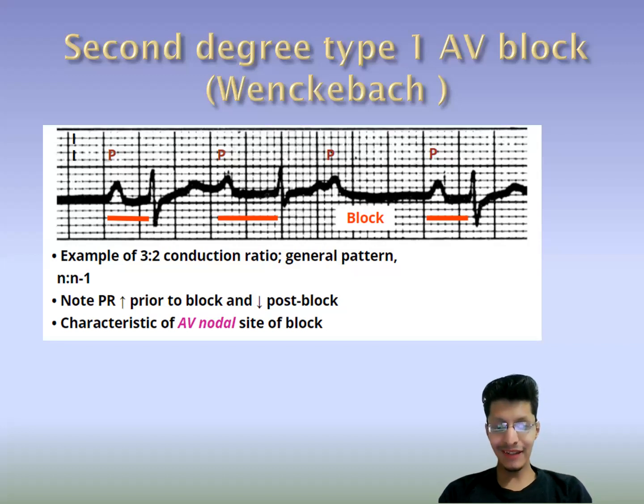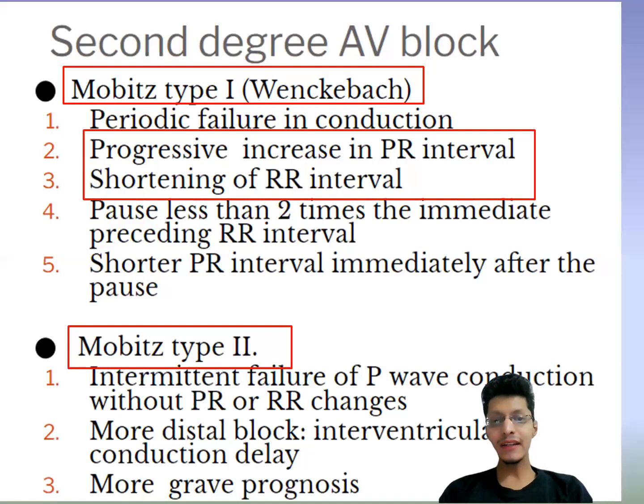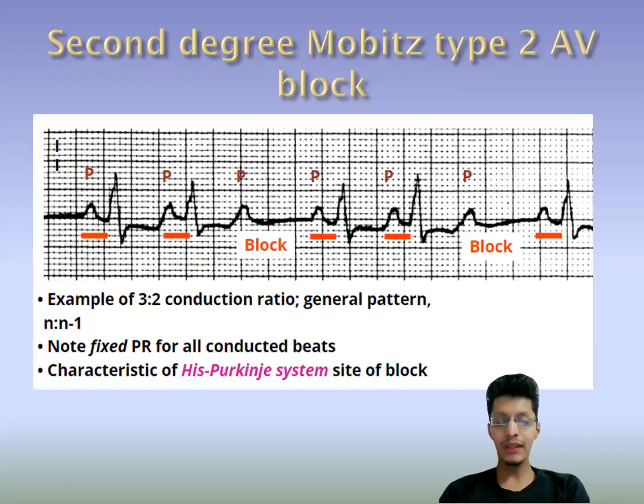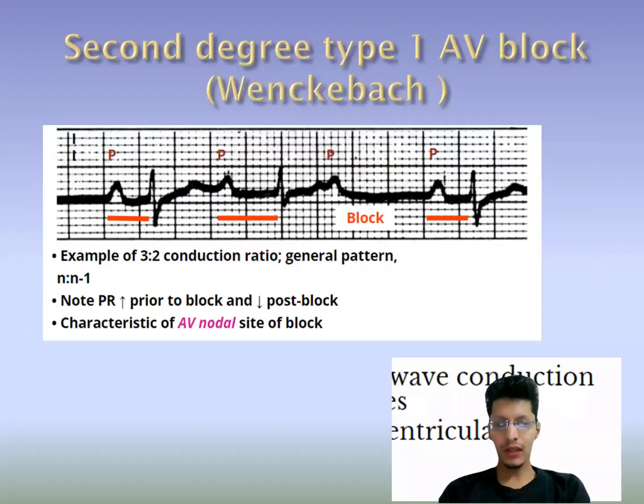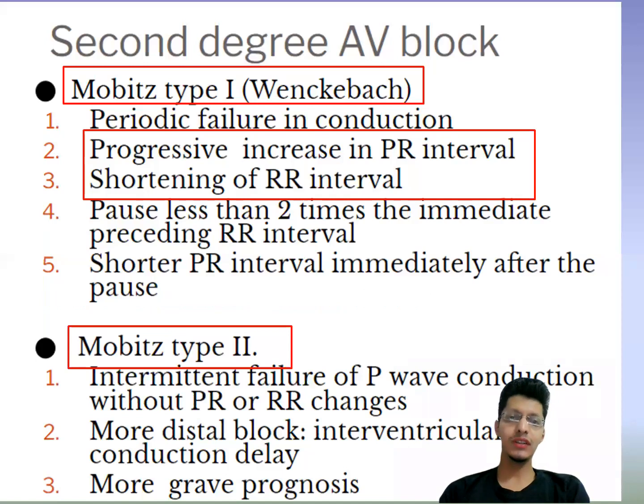Now you look at the second degree type 2, Mobitz type 2. In this, it's an intermittent failure of P wave conduction without PR or RR changes. It's a more distal block. That means it is more of a block in the Purkinje system. So there's a constant PR interval and there's a block, 3:2 conduction, and they have a poorer prognosis. Management, again, you put the patient on temporary pacemakers for 72 hours and then you put the patient on a permanent pacemaker.